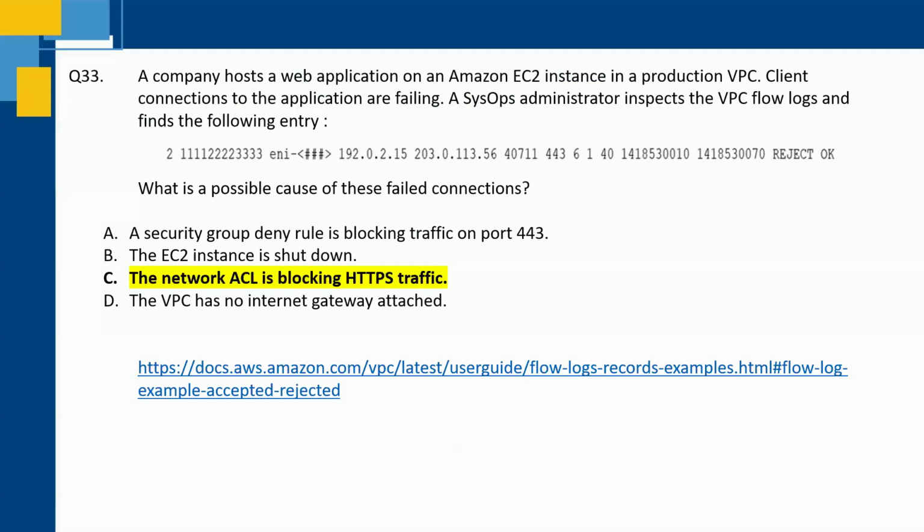If the EC2 instance was shut down, there wouldn't be a reject log entry for that traffic, as the traffic would drop altogether. And if there was no internet gateway, traffic wouldn't even route properly. No reject from the NACL would be seen in that case.